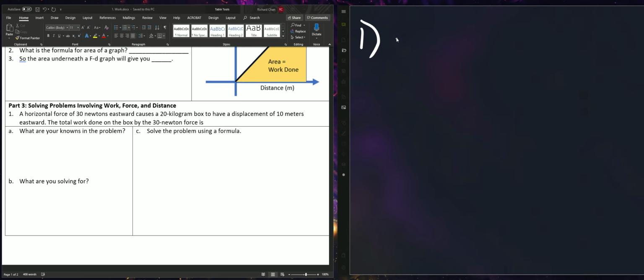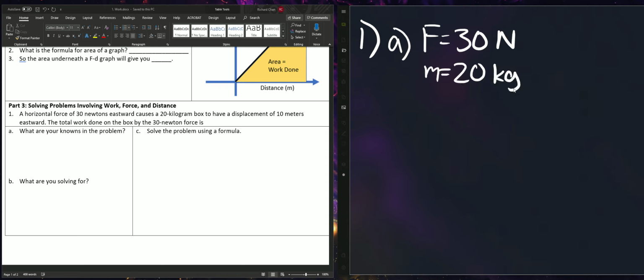So the first step is figuring out what your knowns are. My first known is my force, my horizontal force is 30 newtons east. We know our mass is 20 kg, and we know our displacement, which should be distance, by the way. Be careful that even though it says displacement, you have to take the distance. My distance is 10 meters. Those are my knowns. And what am I solving for here? I'm solving for work.